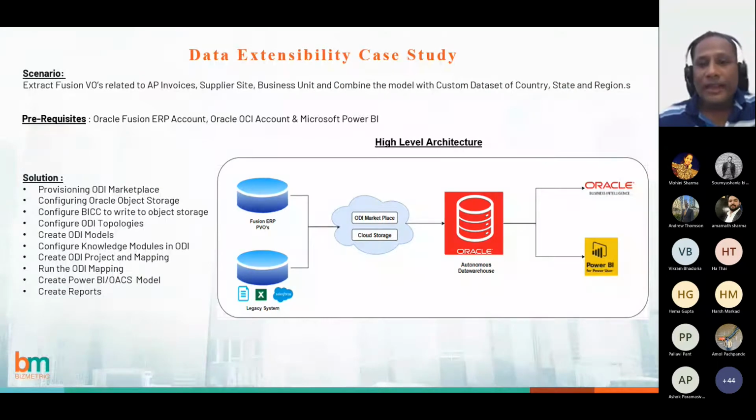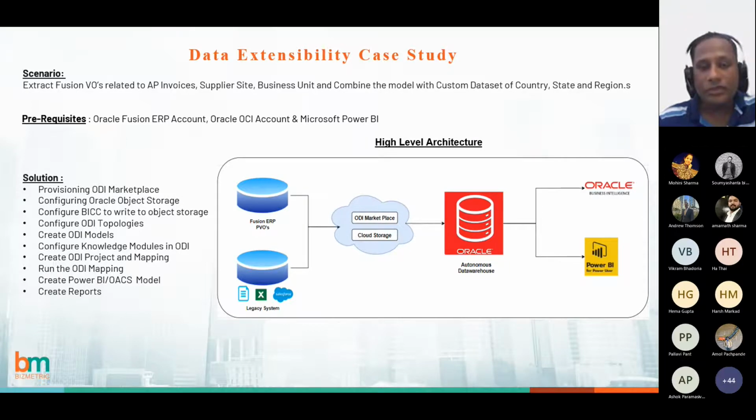Now, this is our case study, what we have done. In this case study, we have extracted some of the data from the Fusion ERP. In Fusion ERP, the data is stored in the view objects, which we call VOs. When we extract the data, we have to identify the VOs which need to be extracted. So we have considered AP invoices, supplier sites, and business unit information from the Oracle ERP Fusion.